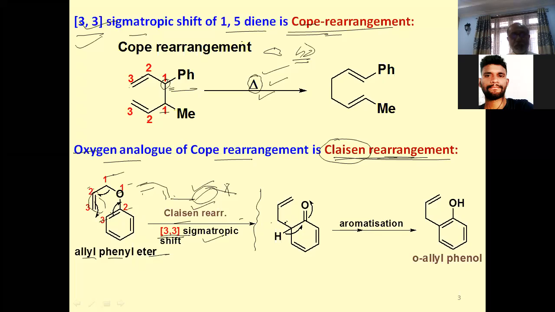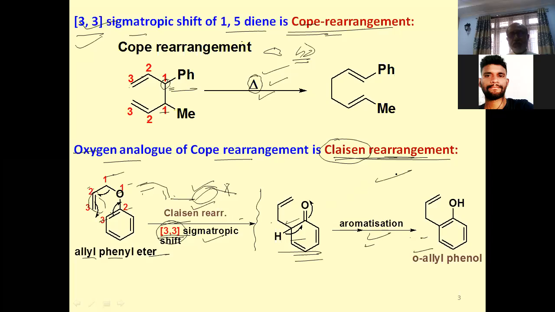This is the new bond that is formed here. But in the process, we got this particular intermediate, which will quickly rearrange because this is going to give us an aromatic system. So this is an extra step here. Up to this point, it becomes a 3,3 sigmatropic shift.